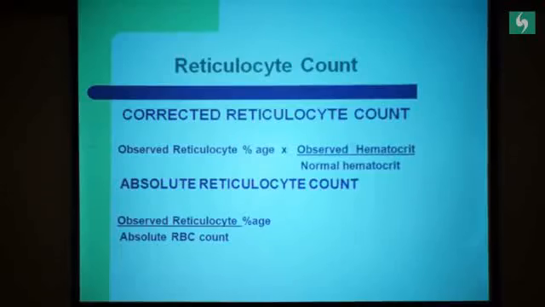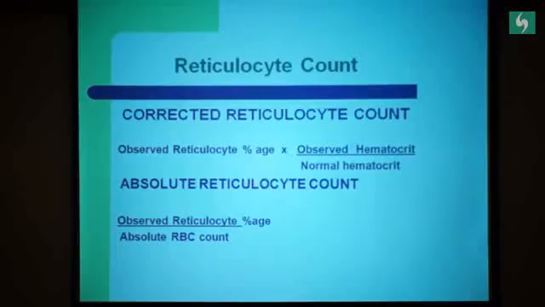Now suppose a retic count is not elevated, and we need to correct the retic count to the degree of anemia. So just having a retic is not enough. We need to use this formula to correct the retic. Whatever is the retic percentage that is reported from the lab, some labs even give a corrected retic, otherwise we can always calculate it ourselves. Observed percentage into observed hematocrit upon normal hematocrit for that age. And that's what will give us the absolute retic count. So anything above 2.5 to 3 corrected is high. Less than that for a degree of anemia will be normal or low.